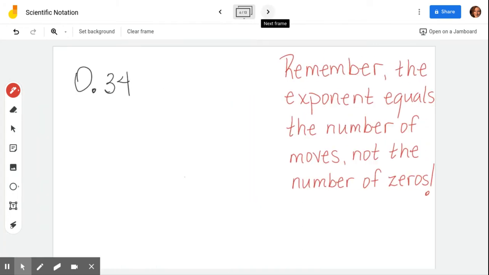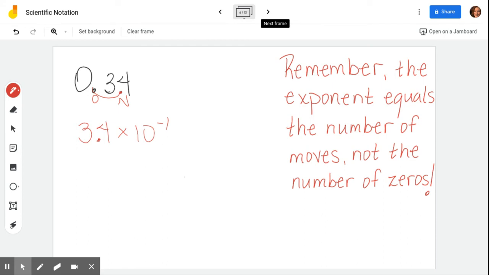Let's try one more of those. Non-zero digits would be 34. Decimal after the first, write times 10. Go up to your original number. Here's where I wrote it. This is the new. Here's where it used to be. This is the old. It takes me just 1 move to the left. I spelled no backwards, so that's a negative 1.